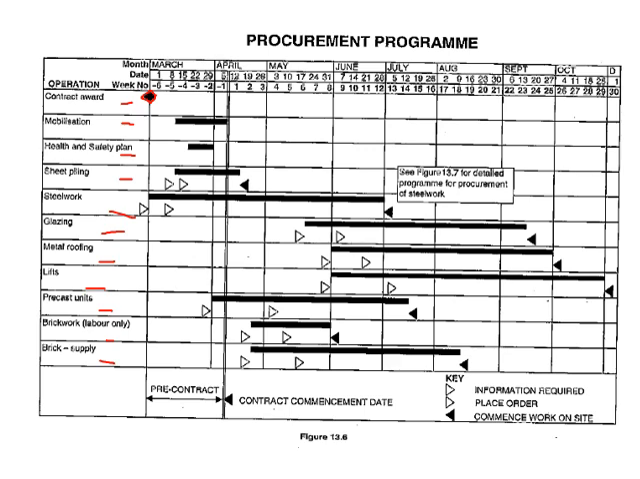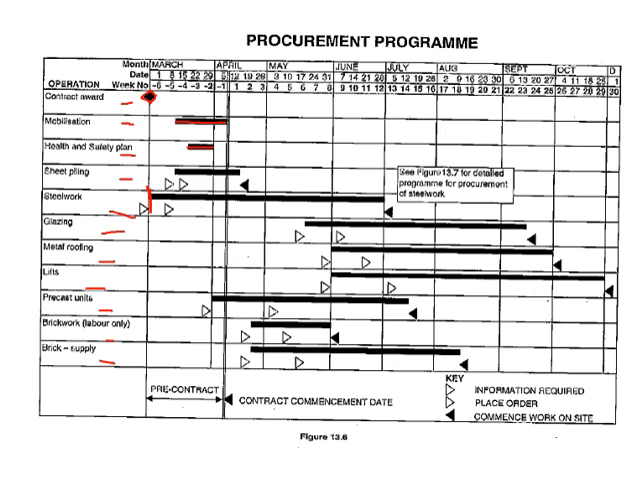So mobilization, you've got your item there listed, your health and safety, it has to be done there, and then you've got your steel sheeting has to be ordered here already. And then the figure refers to the next one that we're going to look at. See figure 13.7 for detailed program for procurement of steelwork. So this just gives you a bit of an overview of when the items have to be in.